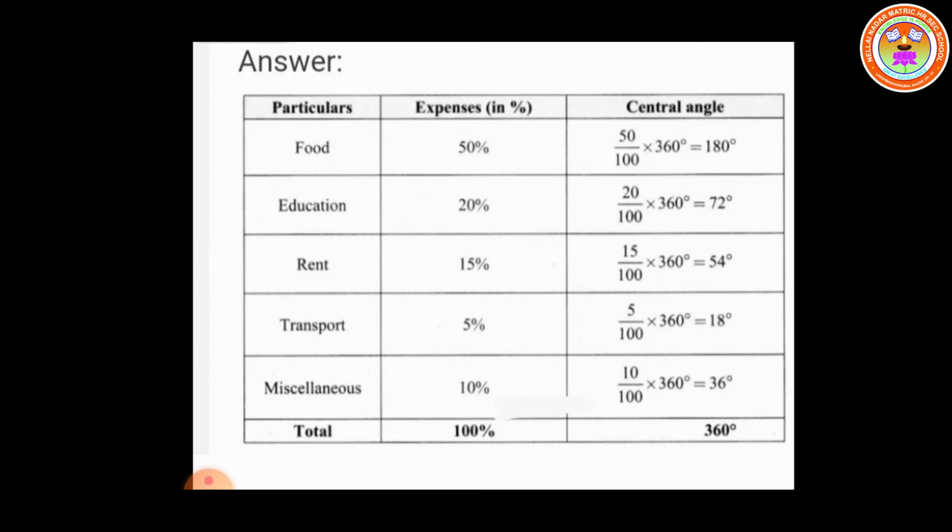And for transport, central angle is equal to 5 by total 100 into 360 degree, which is equal to 18 degree. For miscellaneous, central angle 10 by 100 into 360 degree, which gives 36 degree. So the total of the central angles is equal to 360 degree, which is nothing but the central angle of a circle.